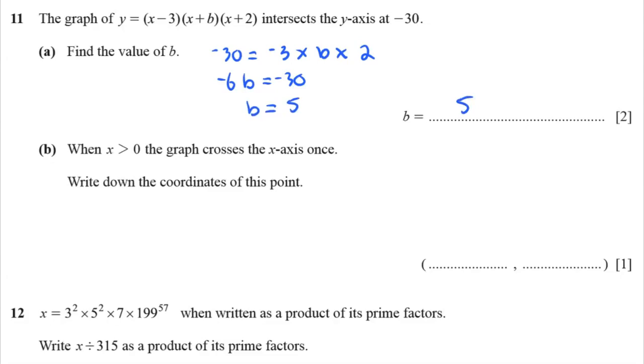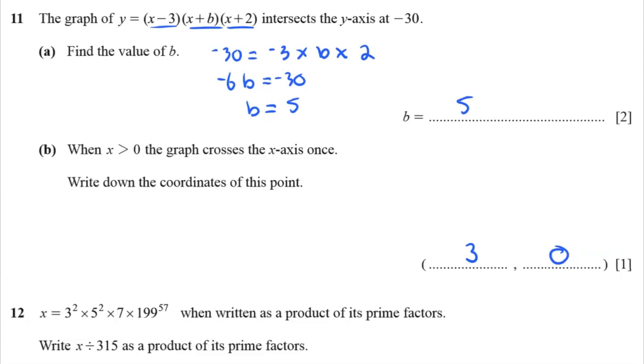And when x is greater than 0, the graph crosses the x-axis once. What's the coordinate of this point? Okay, so we know where it crosses the axis because of the roots. The roots come from the factors. These are the factors. So what x value makes the factor 0? Well, for the first one, x is 3. And so when x is 3 and y is 0, we know that is where it crosses the x-axis.